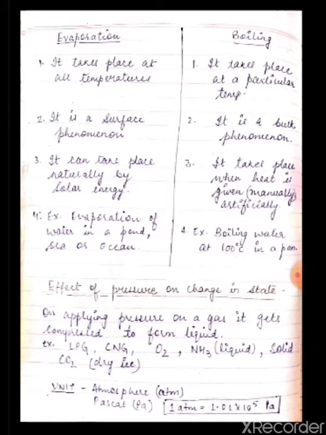Example is evaporation of water in a pond, sea or ocean or other such water bodies. And boiling example is boiling water at 100 degrees Celsius in a pan. So these are the points of difference between evaporation and boiling.